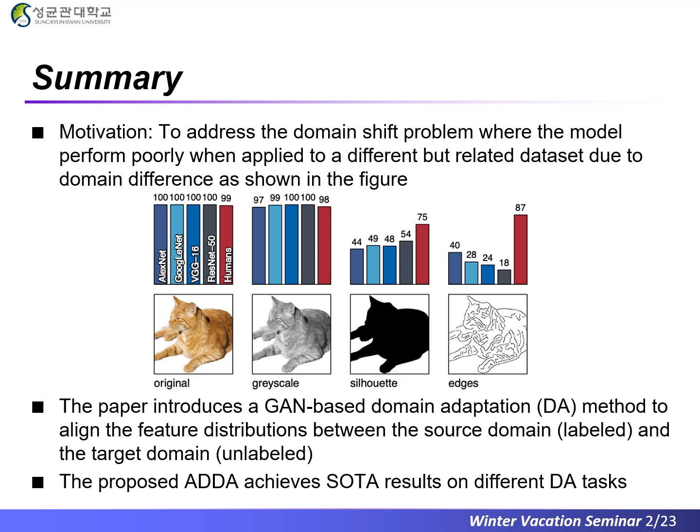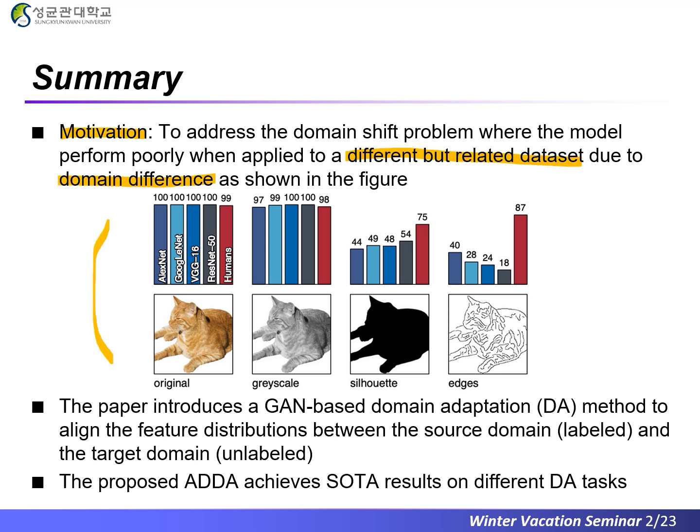Motivation. Deep learning models often fail when applied to a different, but related dataset due to domain shift. This results in poor generalization when the source and target distributions differ, as illustrated in the figure.